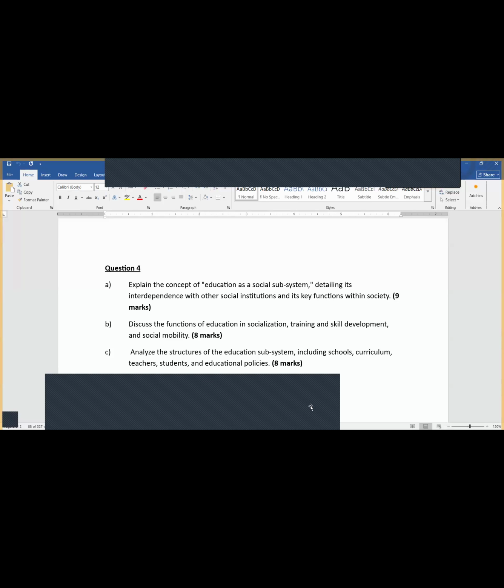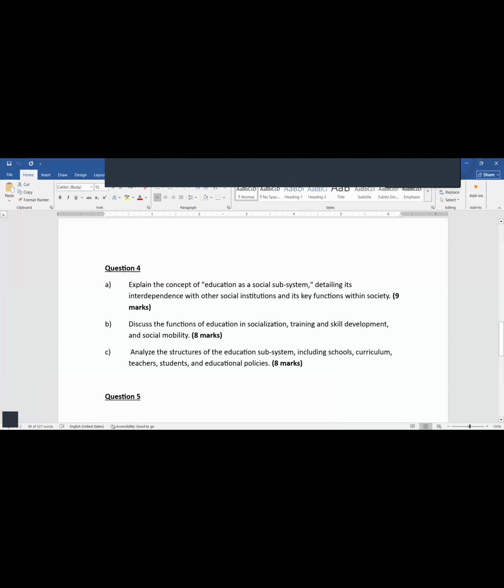Okay, so what you need to do is you have to tally the questions with the lessons. Discuss the function of education in socialization, training and skill development and social mobility. Analyze the structures of education subsystem including schools, curriculum, teachers, students, and educational policies.